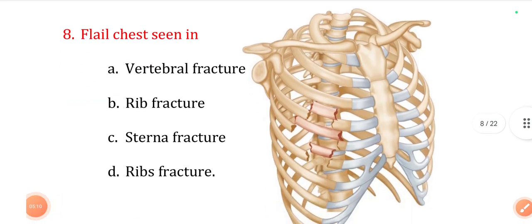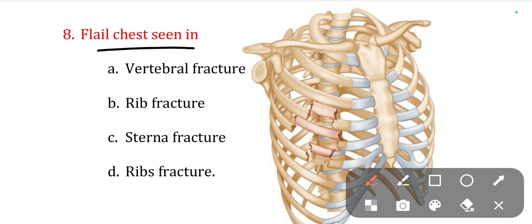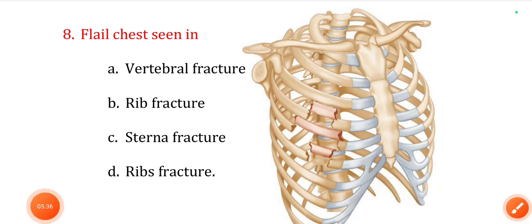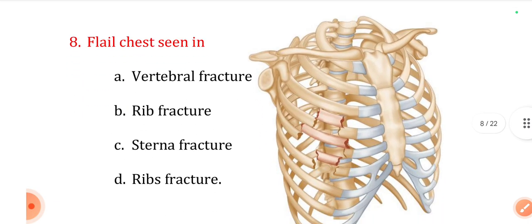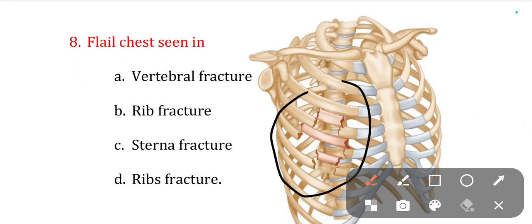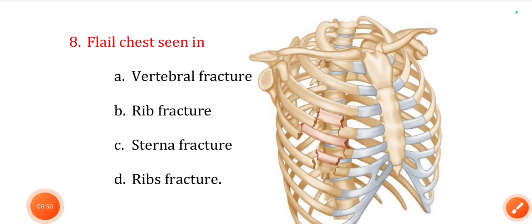The next one is, flail chest is seen in. Options are vertebral fracture, rib fracture, sternal fracture, ribs fracture. The right one is option B, ribs. It is plural, not singular. So option B is the ribs fracture. When more than one rib is fractured in the thorax, it is called flail chest. Here you can see the picture. In the picture we have multiple rib fractures. So it is called flail chest.